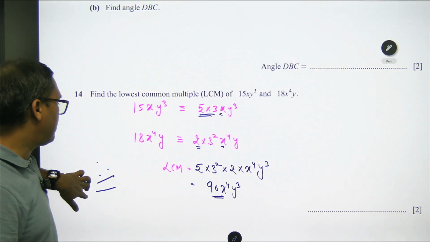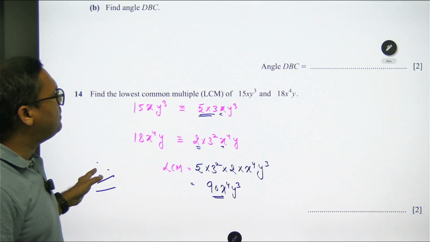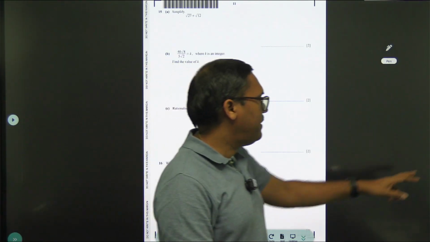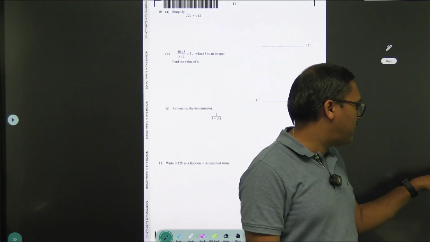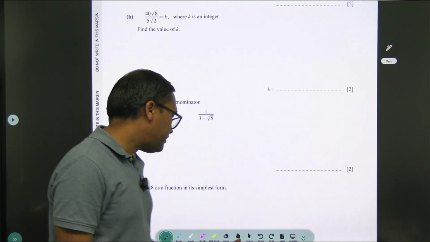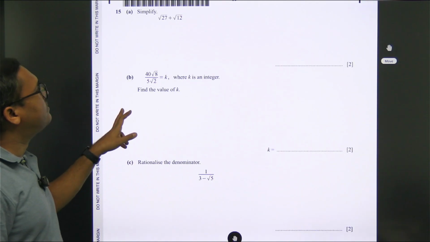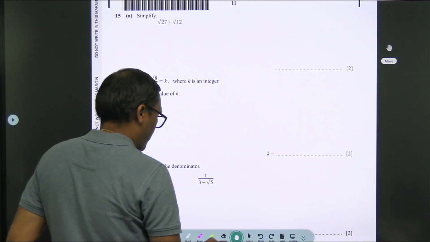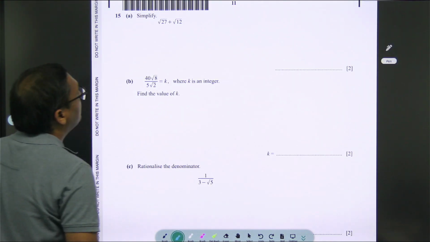Now, let's move to the next question. So, this is done. Okay. Now, the question on surds. Again, a very important topic and questions on surds. Let's say this is the question. The complete question is on surds. Okay. So, let's start. The first part of the question is you have to simplify this.